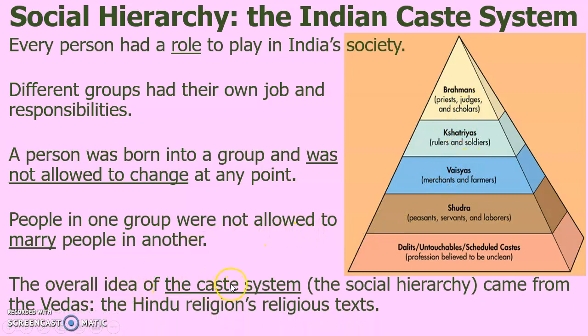And the overall idea of the caste system, that's what we call the Indian social hierarchy, came from the Vedas, or the Hindu religion's religious texts. So we'll talk more about it, but the Indian caste system is the Brahmins at the very top, the Kshatriyas, the Vaisyas, the Shudra, and the Dalits, or the untouchables. We will talk a lot about this.